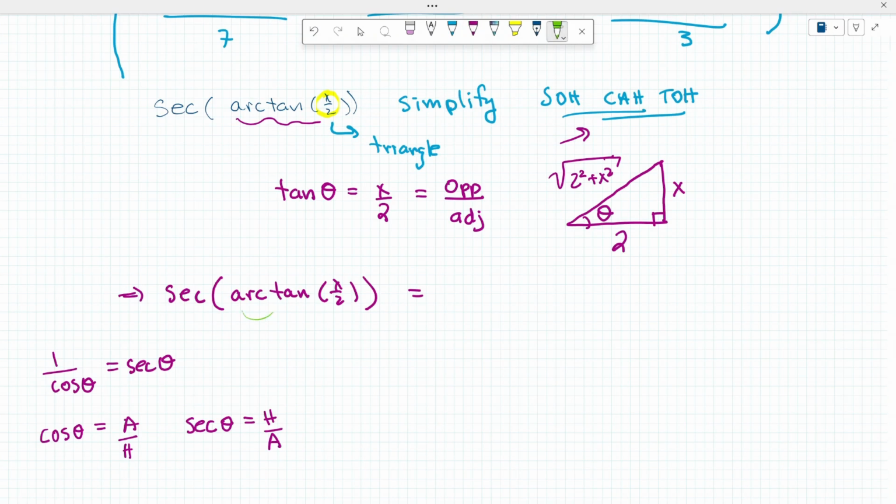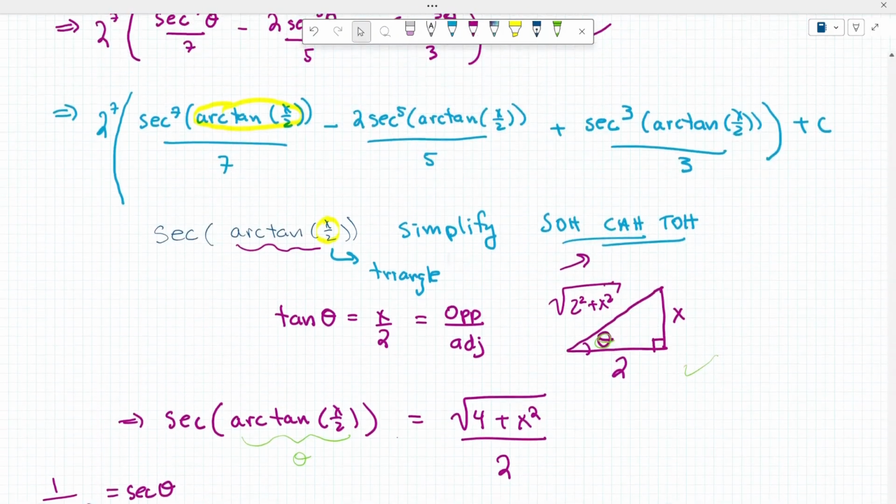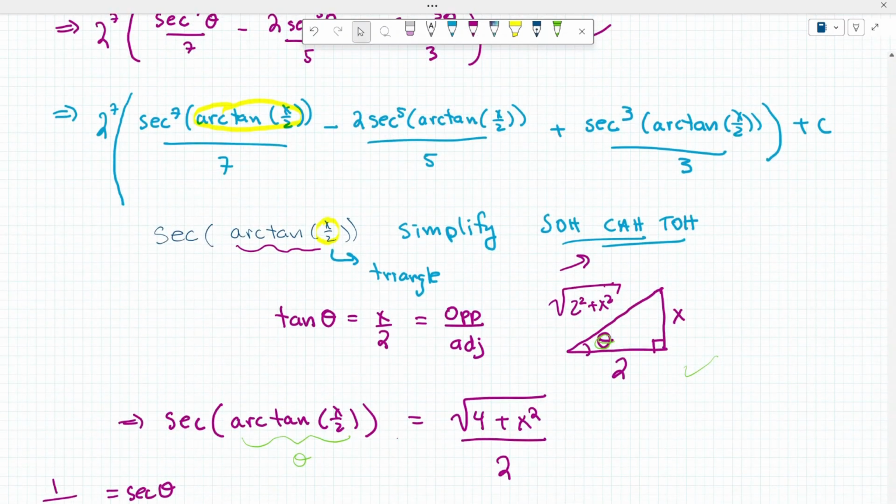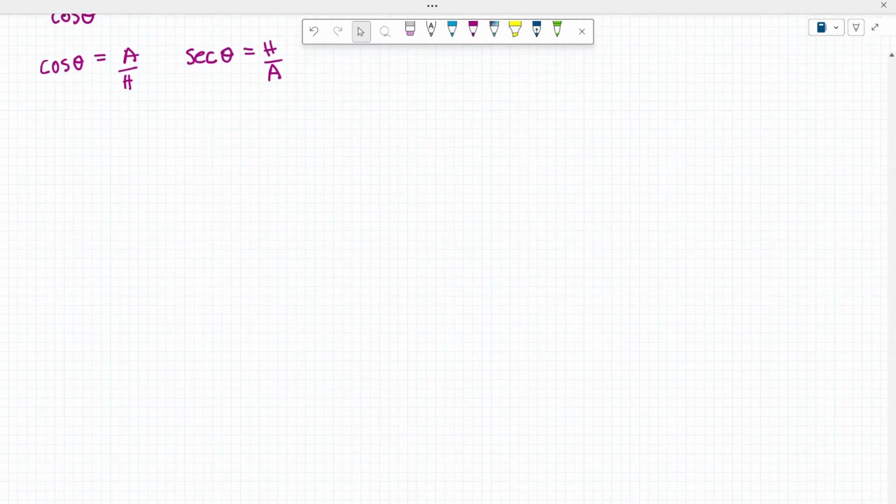So you can kind of think of this whole piece over here as our theta, which we have right over here. So we can use this triangle right over here, which is amazing. So that means that our secant theta equals hypotenuse over adjacent, which is equal to the root of 2 squared, which is 4, plus x squared, all over 2. And now that we have that, we can then just plug that back in to our integral over here, and we can get a much more simplified answer. So let's go ahead and do that so that we can have the best answer possible.